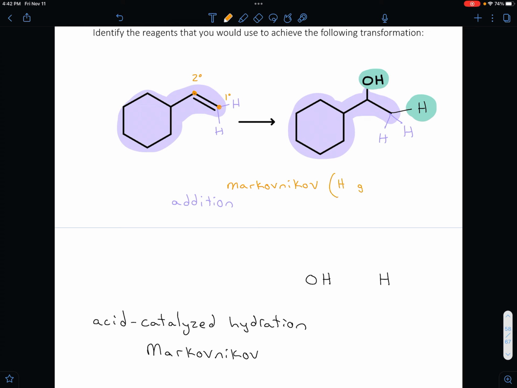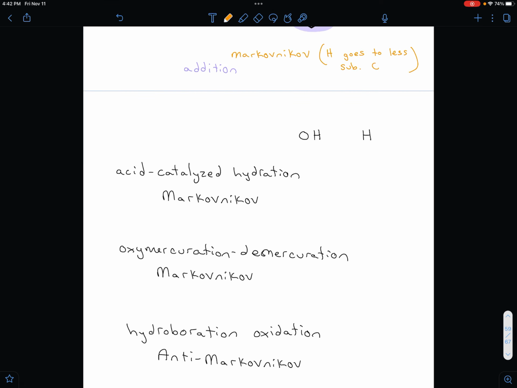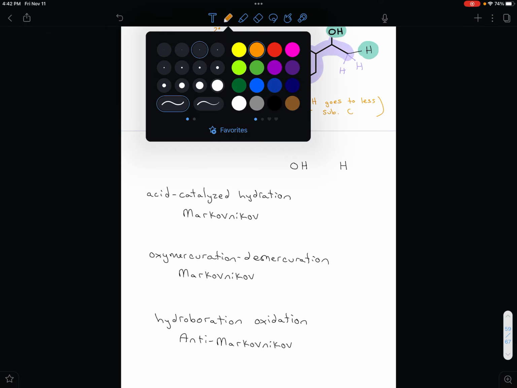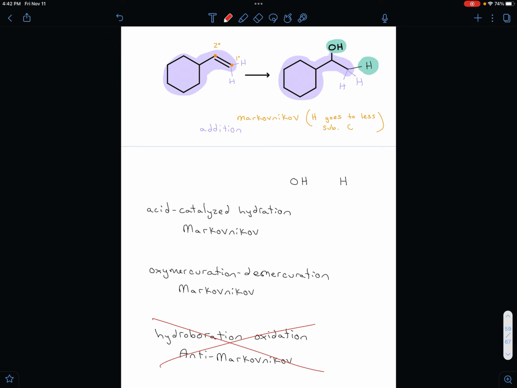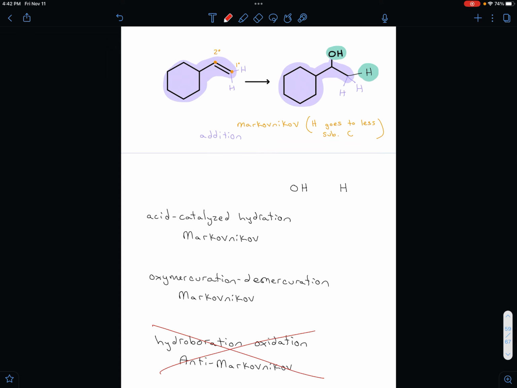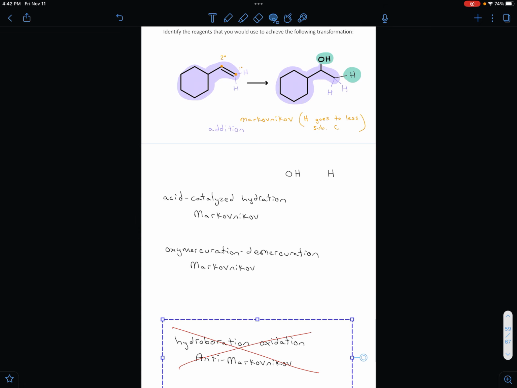Markovnikov, again, means that the hydrogen goes to the less substituted carbon. And it did. It went to the primary carbon, not the secondary one, in this reaction. Because it's Markovnikov, we know that this reaction is not going to be hydroboration oxidation. So now we're down to acid-catalyzed hydration, or oxymercuration-demercuration.